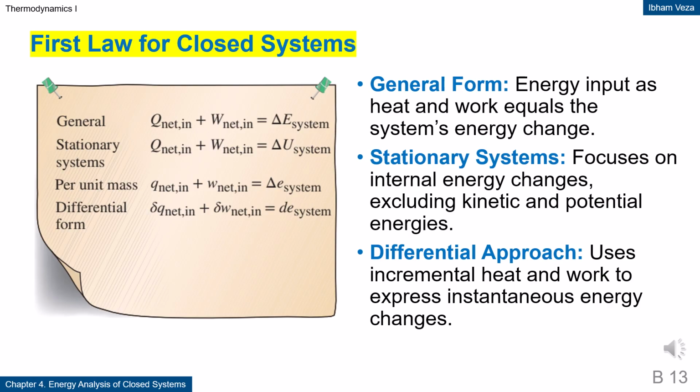First law for closed systems. The first law for closed systems states that energy entering as heat and work equals the change in system energy. For stationary systems, the energy change usually involves only internal energy. In differential form, this relation describes instantaneous changes in energy. This equation is the core of all energy analysis for closed systems. All special cases in this chapter are derived from this general equation.